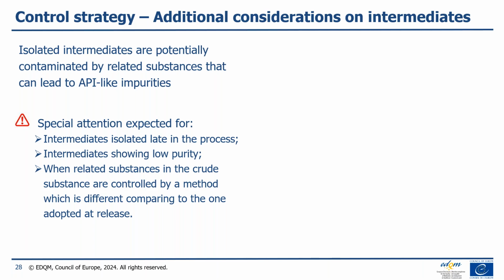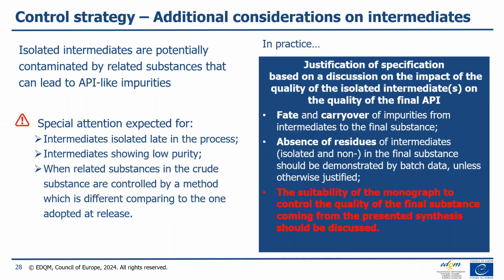Isolated intermediates are potentially contaminated by related substances that are prone to lead to API-like impurities. Because of this, special attention should be given to intermediates isolated late in the process, intermediates showing low purity, and cases where the related substances are controlled at these late stages with a method which is not the one used for release control, because all these situations are more prone to result in a risk of uncontrolled impurities in the final API.